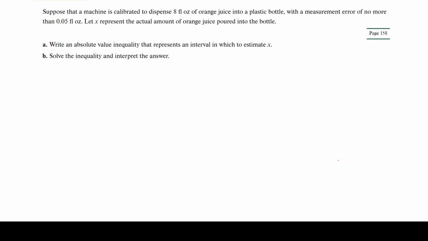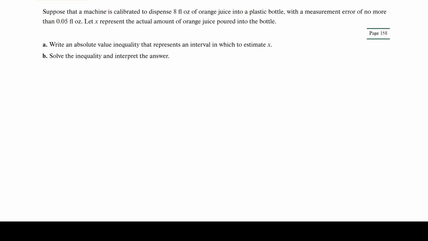When they say a measurement error of no more than 0.05 fluid ounces, what they mean is that you want to make sure in each bottle there is only 8 ounces, maybe 8.05 or maybe 7.95, but that close. So the margin of error means you can have that much more or less than 8 fluid ounces, but no more. No more of a difference.